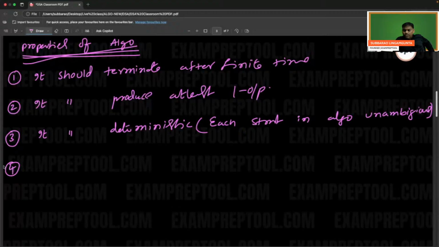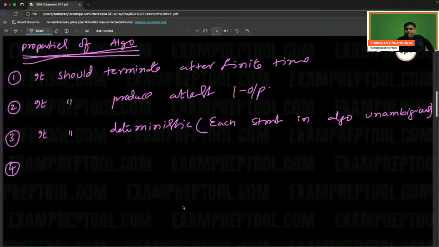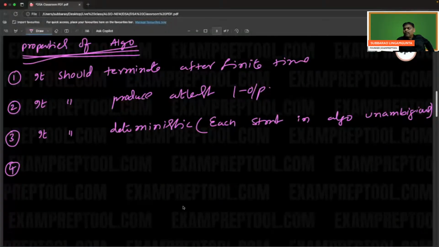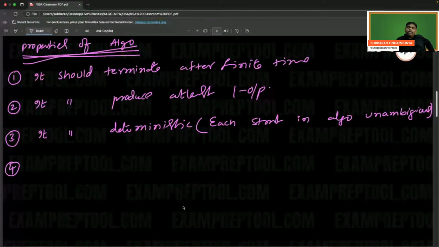So the first statement, I think Sai Kumar, it should terminate after finite time. When it terminates in finite time, definitely it will take finite time only. The first step is indirectly saying that it should terminate after finite time. That is perfect. Your point is already there. Finite number of steps is already there in the definition.